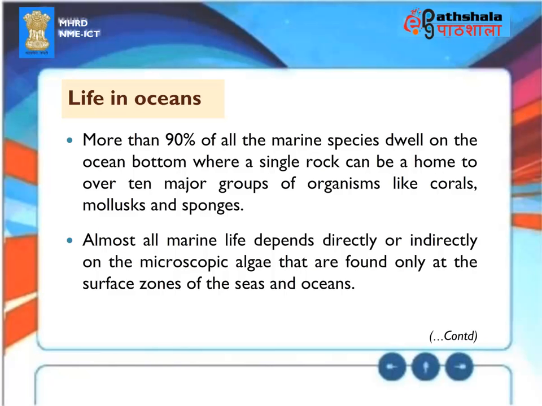More than 90% of all the marine species dwell on the ocean bottom, where a single rock can be a home to over 10 major groups of organisms like corals, mollusks, and sponges. Almost all marine life depends directly or indirectly on the microscopic algae that are found only at the surface zones of the seas and oceans.